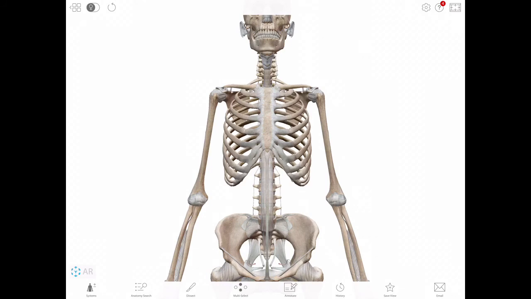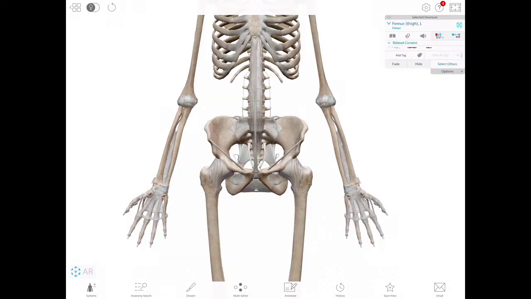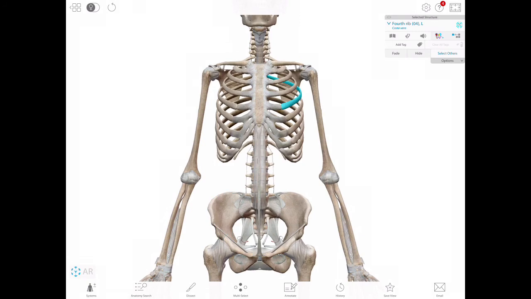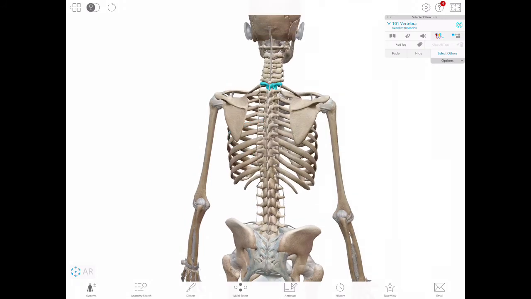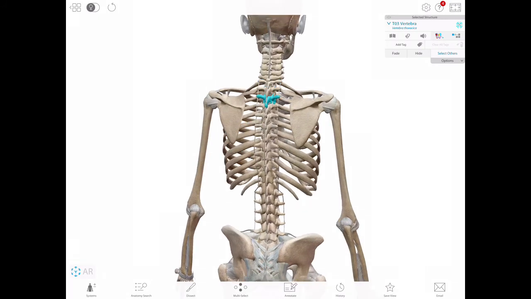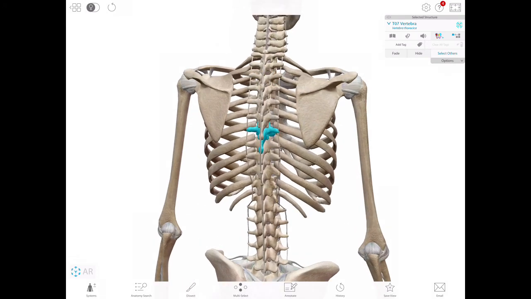So here we got the clavicle, femur, ilium. These are your ribs. Looking posterior, we've got the first thoracic vertebra, third thoracic vertebra, seventh thoracic vertebra.